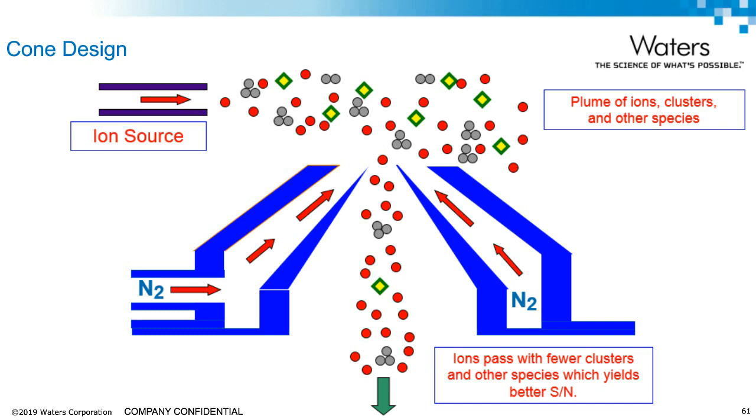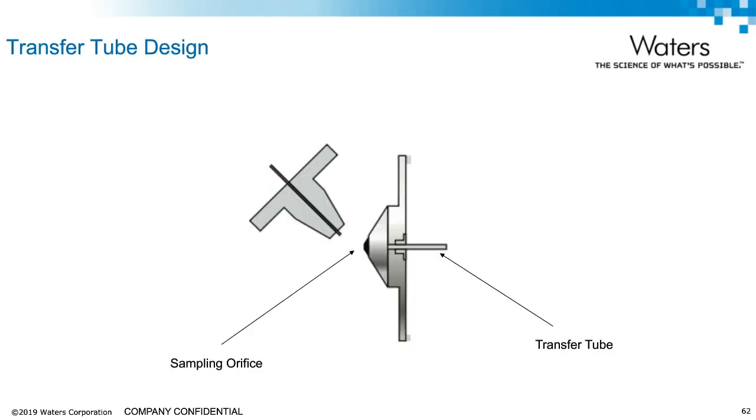Once through the sampling orifice, some instrument designs use a tube after the initial orifice to assist with further desolvation and to transfer ions into the vacuum region of the mass spectrometer. One downside of this design is that the tube could become blocked with non-ionic species from the sample and may require either cleaning or replacement.